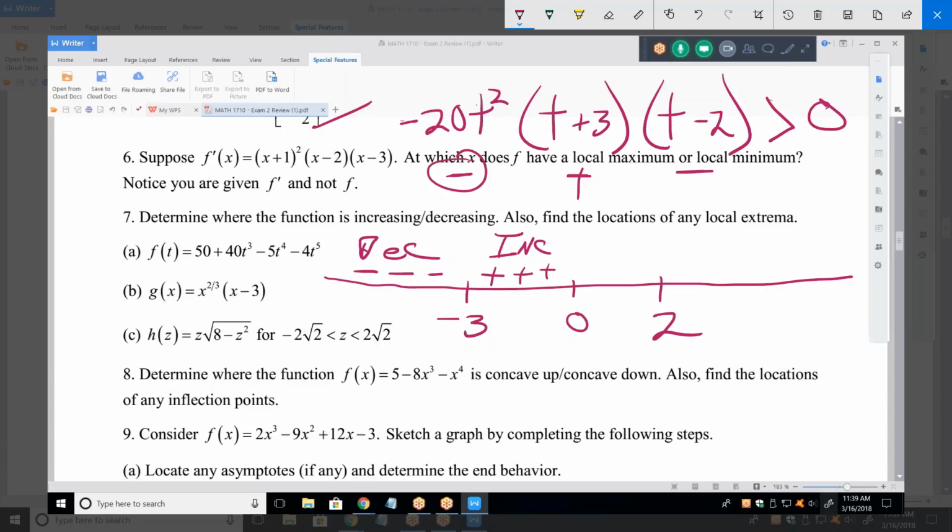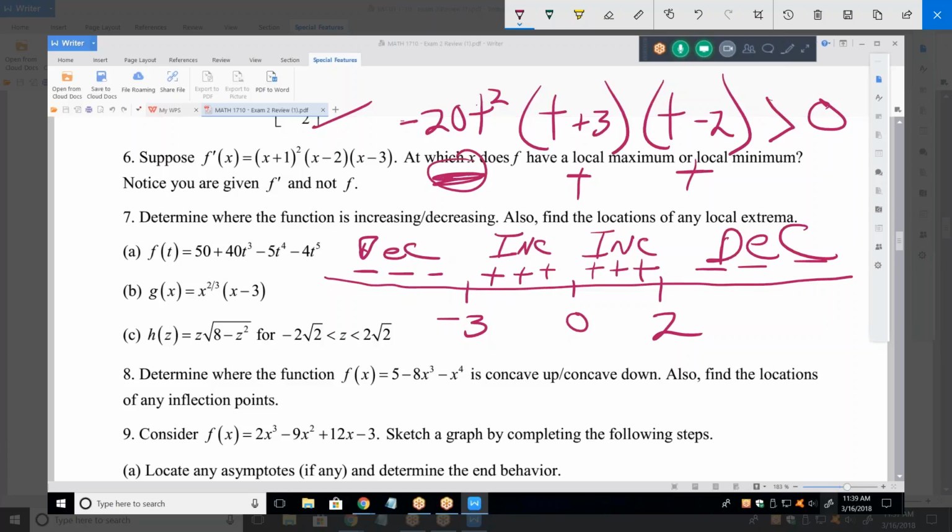If I plug in 1, I get negative, positive, negative. So it's increasing from -3 to 2. And if I plug in 3, I get a negative, because that's positive, and that's always negative. So it's decreasing. So I guess you have to give your answers in interval notation.